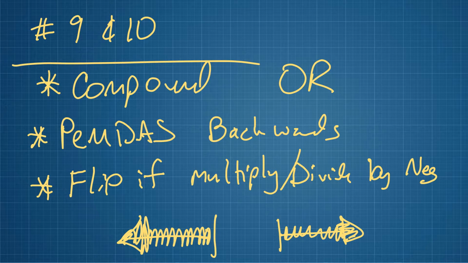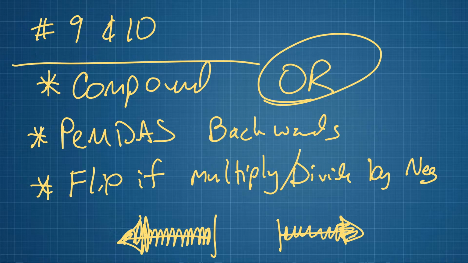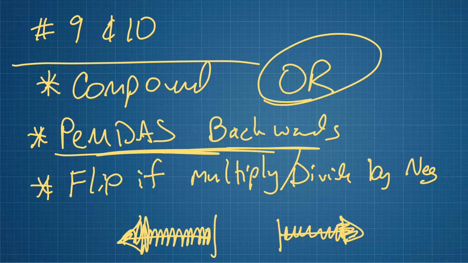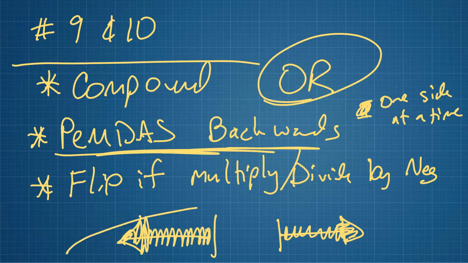All right, numbers 9 and 10, they're also compound inequalities because the problem has 2 inequality symbols. It's an or because you see the word or. You're going to use PEMDAS backwards on each half. So you're going to do one side at a time. And then you're just going to remember that rule. You're going to flip it if you multiply or divide by negative. And then this is what your graph should look like at the end. All right, if you don't get that type of graph, you messed up somewhere.